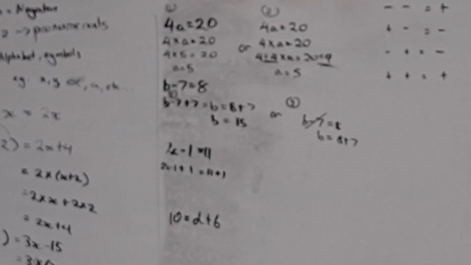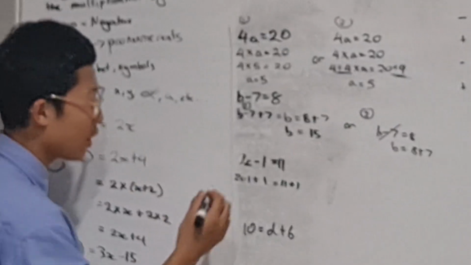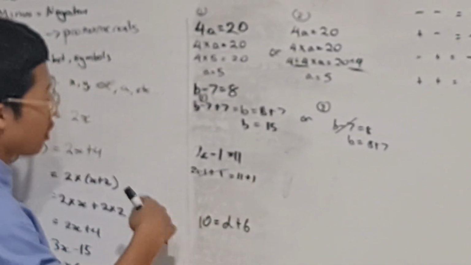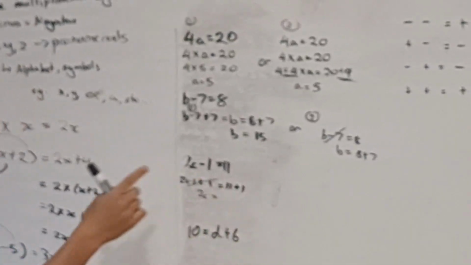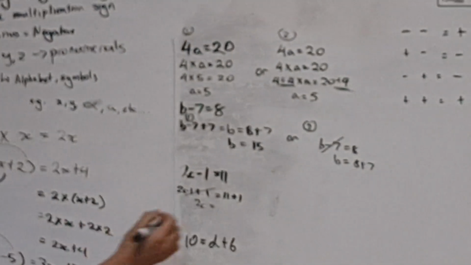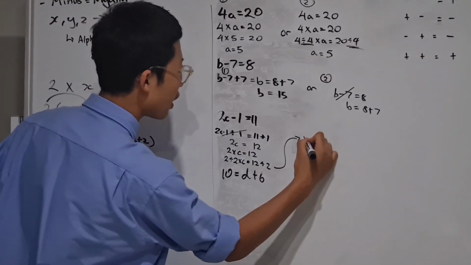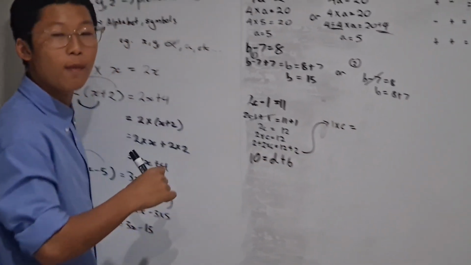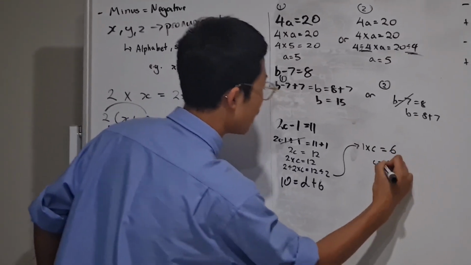0. Because what's minus 59 plus 59? 0. It's always the same. Yeah, you got it right. So that means 2C equals what's 11 plus 1? 12. So now we're back to 1 times C equals, what's 12 divided by 2? 6. So your answer for C equals 6.